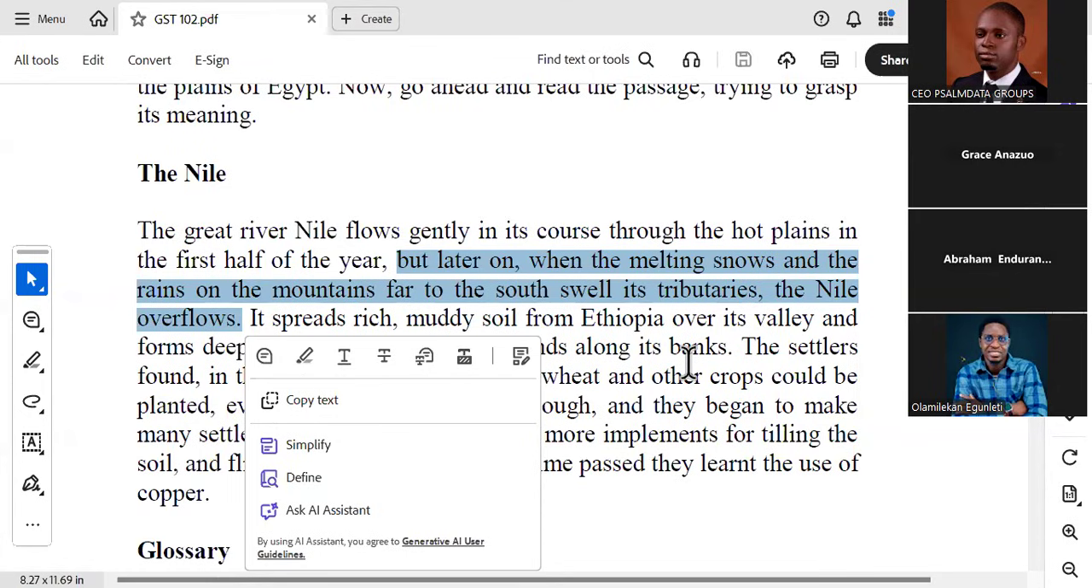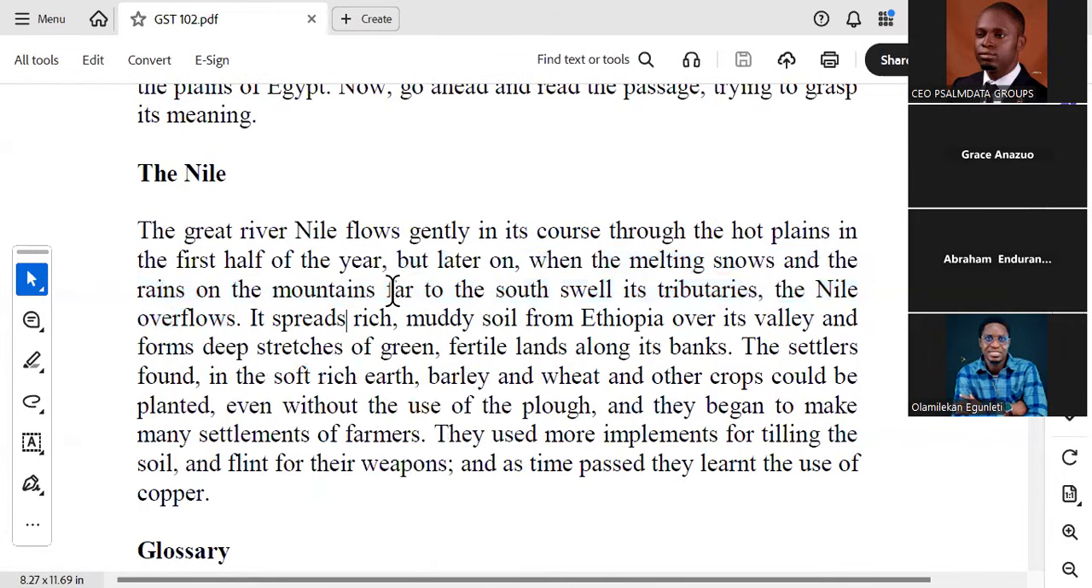Part of the south. So we now say: later on, the melting snows and the rains on the mountains to the south swell the tributaries. What else should we remove? The "far"? No, I'm not sure you can remove the "far". It will render the sentence incomplete. I think that one is okay like that.